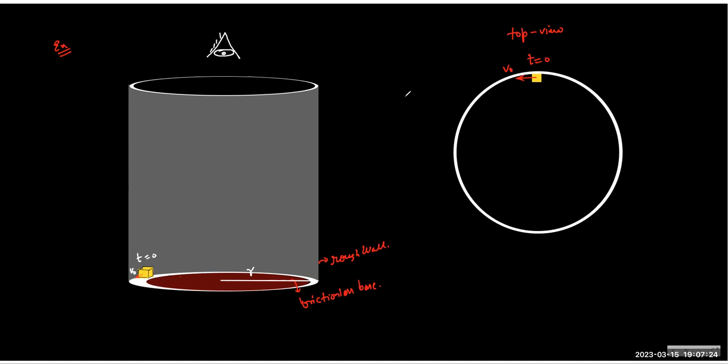Whenever it comes to drawing the FBD, we prefer drawing it in a general case. So let me do it here. It doesn't matter, you can do it anywhere. It is just a matter of convenience for me. So how will the FBD look like? The FBD which matters.